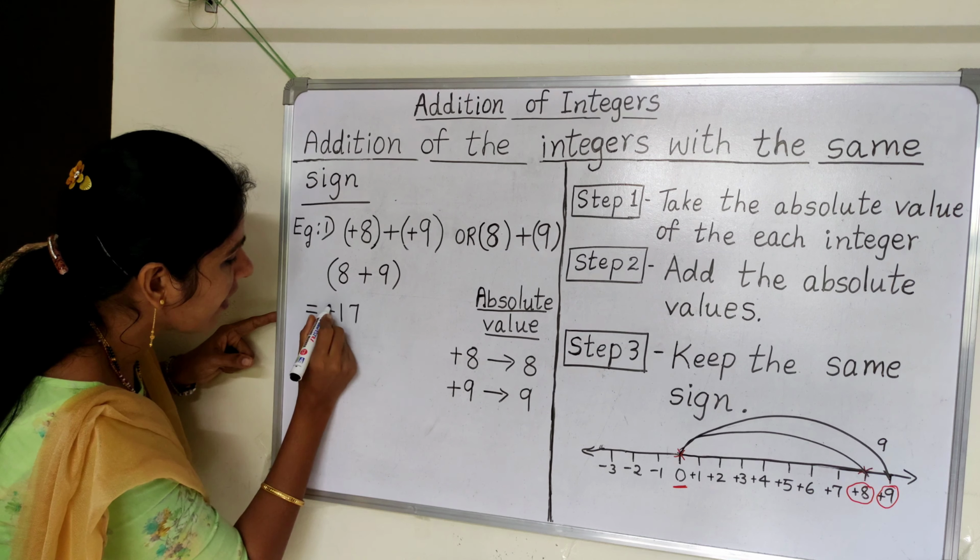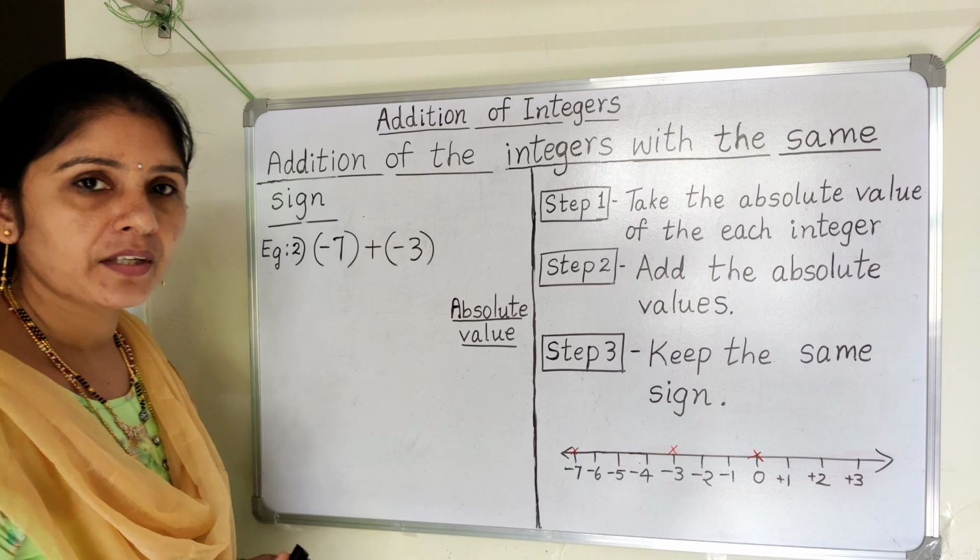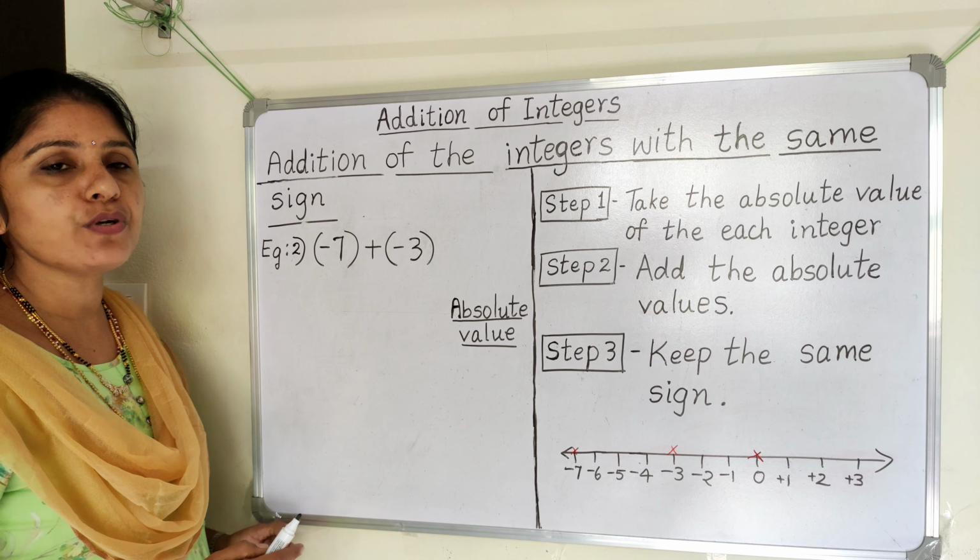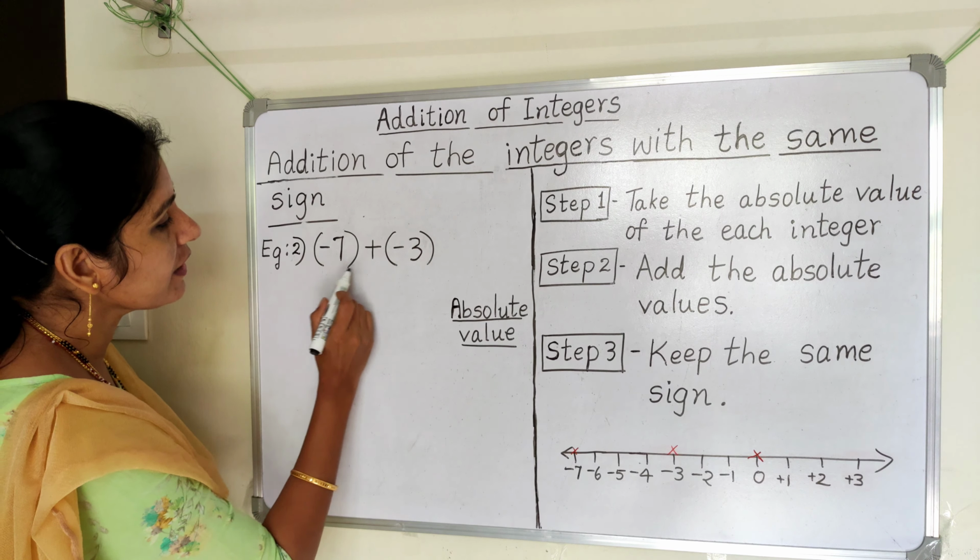Look at the second example, -7 + -3. Here both the integers are negative integers. Both the integers got the negative sign, minus sign. Let us continue the sum according to the steps. Step 1: Take the absolute value of each integer. So let us find out the absolute values of the given integers.